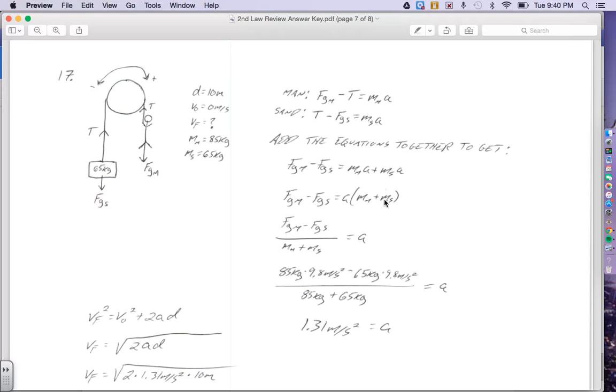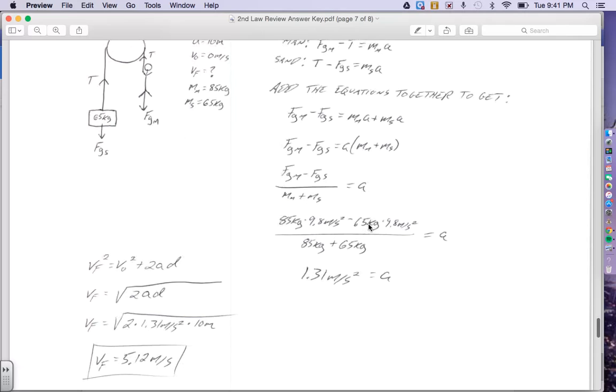Solving for a, I want to factor that out, and that leaves me with my m's in parentheses, and now I can divide them over to the other side. So I'm left with the two forces of gravity, force of gravity of the man minus force of gravity of the sand, divided by the two masses put together. I'm going to plug in my numbers. Force of gravity of the man is 85 kilograms times 9.8 meters per second squared. Force of gravity of the sand is 65 kilograms times 9.8 meters per second squared. And we divide that by the two masses, 85 and 65 kilograms added together. And that gives me an acceleration of 1.31 meters per second squared.